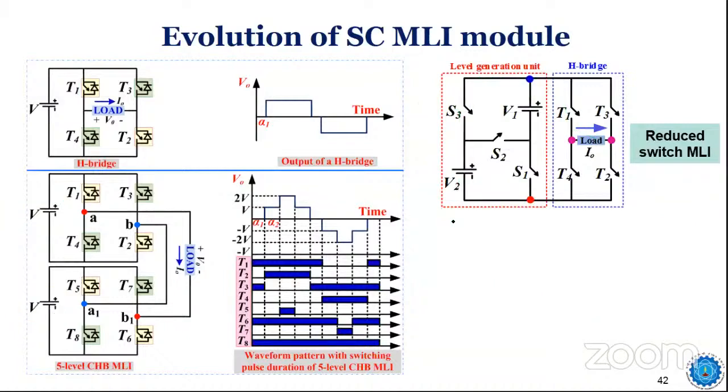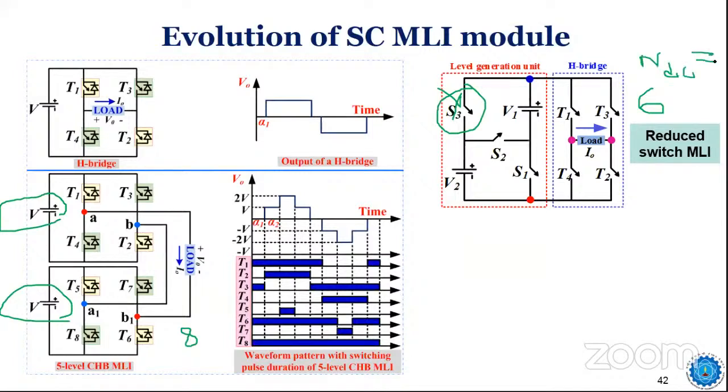Now the interesting part you need to understand is how to reduce the sources, because here I have taken two sources. Again, I have reduced the switches. Neglecting S3, how many switches are required in this circuit? Only 6 switches. How many switches are required in the conventional circuit? 8 switches. So I have reduced 2 switches already. Switches are reduced, but the number of DC sources is 2. Here the number of DC sources in the conventional one is also 2. So how to reduce it?